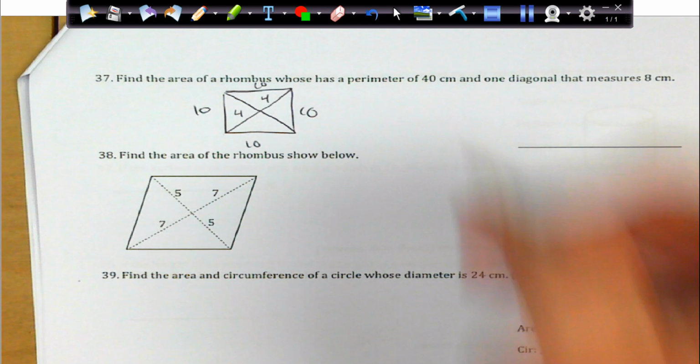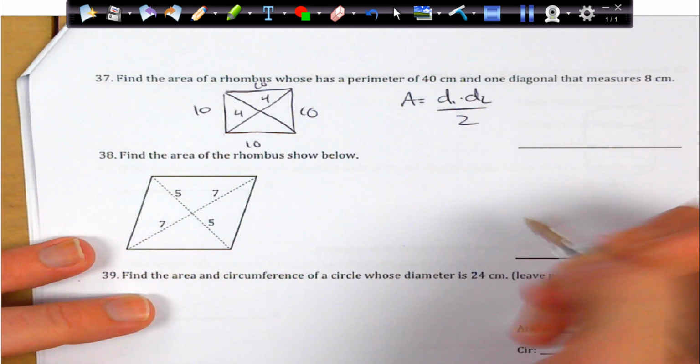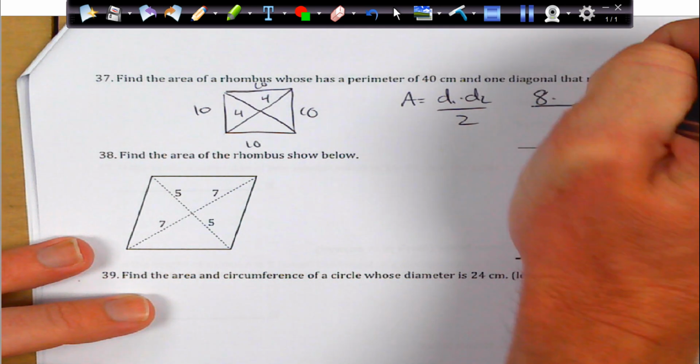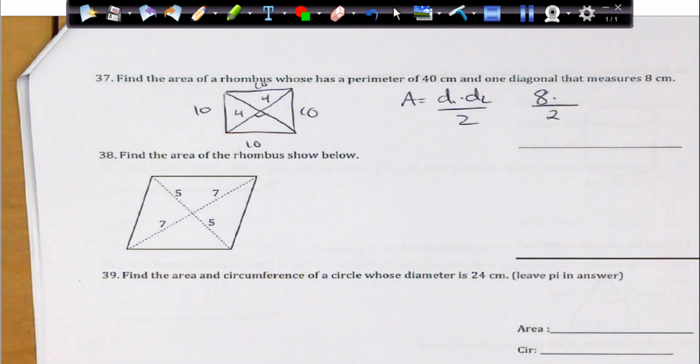And the formula for this is area equals diagonal 1 times diagonal 2 divided by 2. Well, I know the first diagonal is 8. I just need to find the second diagonal, but this is also a 90 degree angle. So with that 90 degree angle, we have a right triangle.